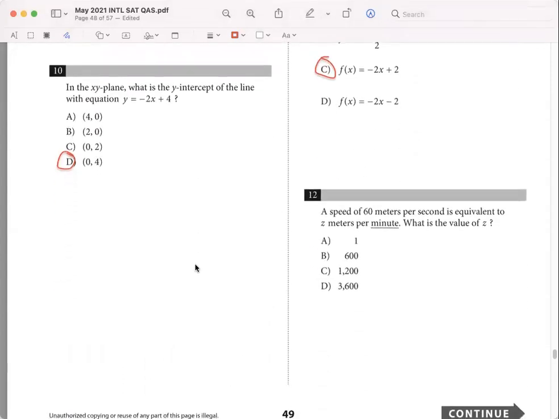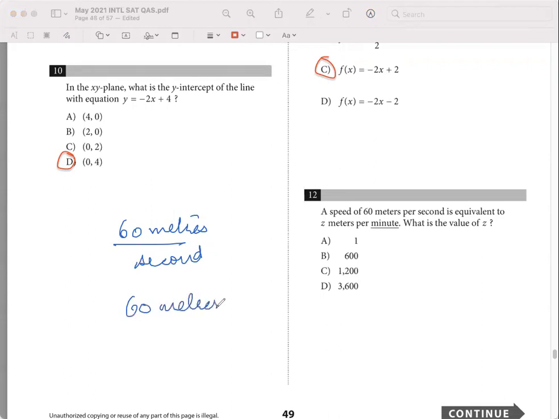A speed of 60 meters per second is equivalent to z meters per minute. What is the value of z? 60 meters per second. Now 1 second is 1/60th of a minute, right? So 60 meters divided by 1/60 minute. So that's 60 times 60 meters per minute. So that's 3,600 meters per minute, option D.